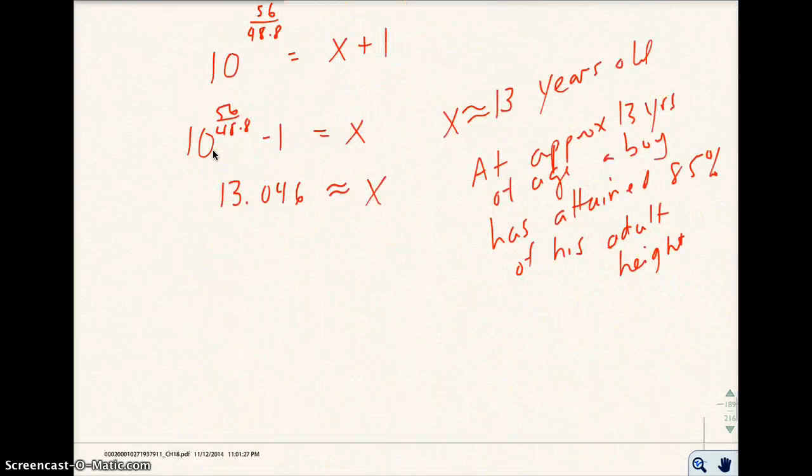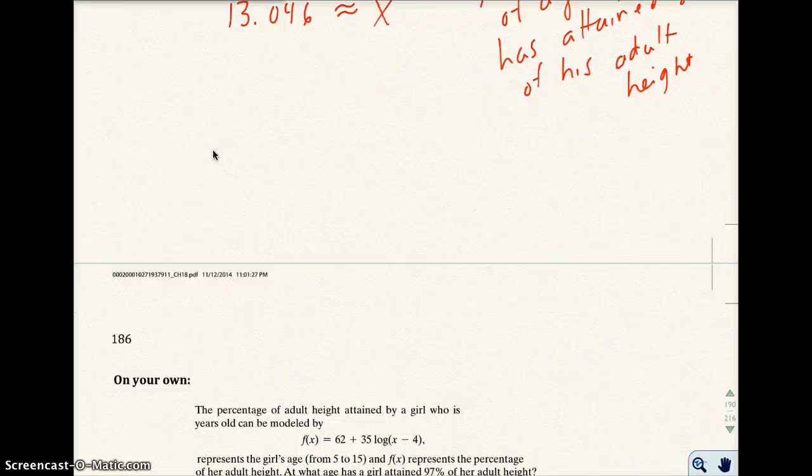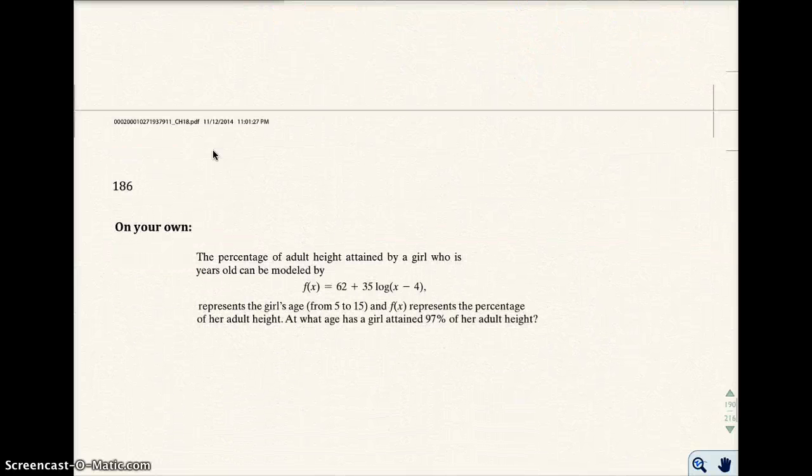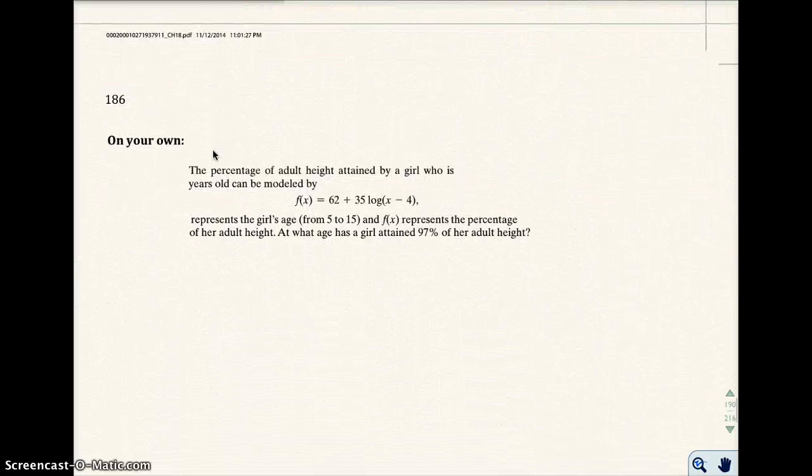Okay. So on your own, I want you to go ahead and do the same thing, but this is a model for girls' height. So the formula is going to be a little different, but you're going to find the age a girl is when she's reached 97% of her adult height. So almost her full adult height, 97%. Okay, so go ahead and pause the video and see if you can solve this on your own.